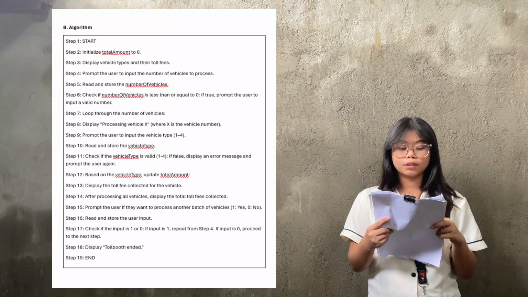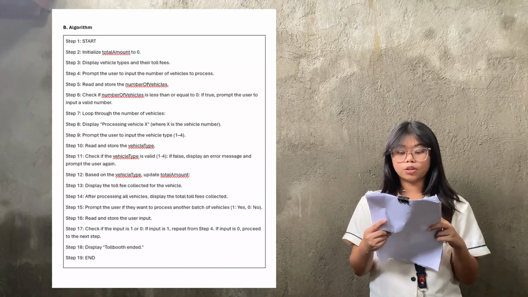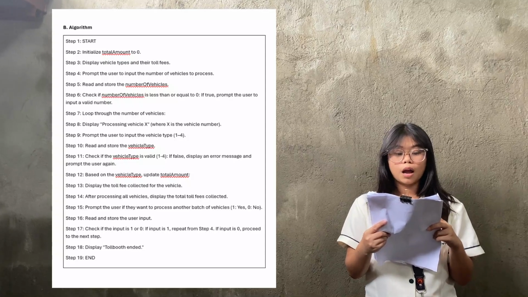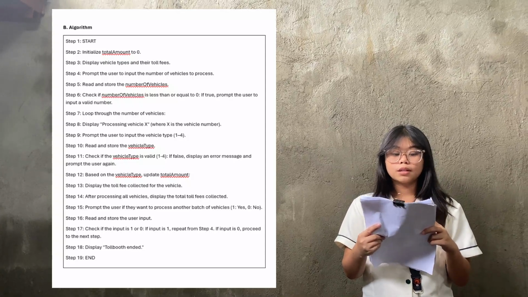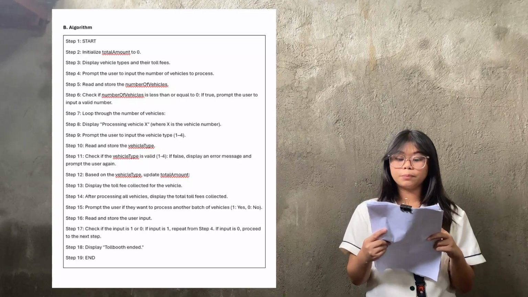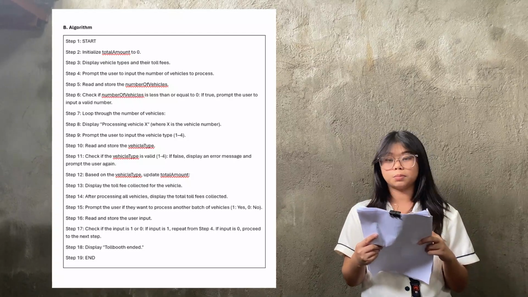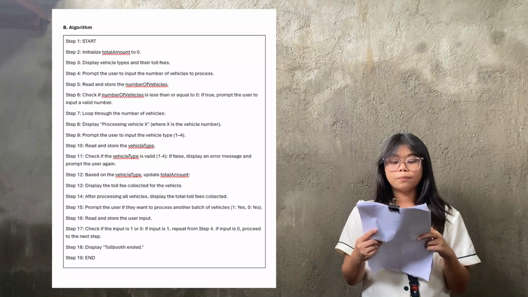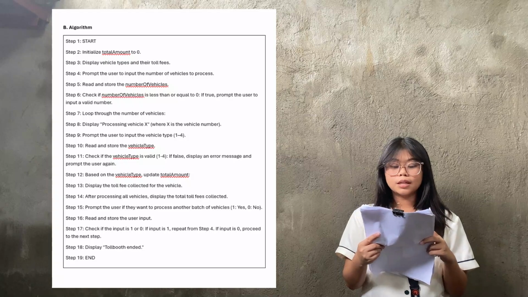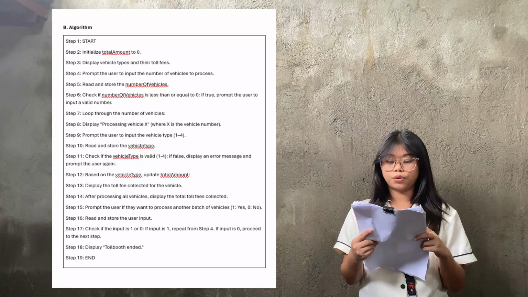Step 13. Display the toll fee collected for the vehicle. The system displays the toll fee collected for the specific vehicle. Step 14. After processing all vehicles, display the total toll fees collected. Once all vehicles have been processed, the system displays the total toll fees collected for this batch. Step 15. Prompt the user if they want to process another batch of vehicles. The system asks the user if they want to process more vehicles. 1 for yes, 0 for no.